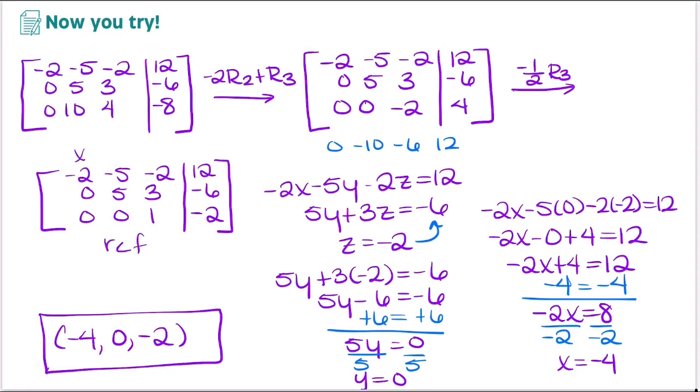Remember, this column tells me X, this column tells me Y, and this column tells me Z. So I have the system of equations negative 2x minus 5y minus 2z equals 12, 5y plus 3z equals negative 6, and z equals negative 2. So then back substitution in the second equation gave me y equals 0. And then I took y equals 0 and z equals negative 2 and plugged into the first equation to find x equals negative 4. So negative 4, 0, negative 2 is the ordered triple. That's the solution to this system.